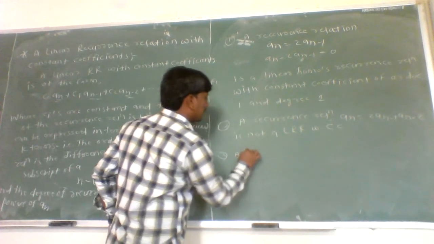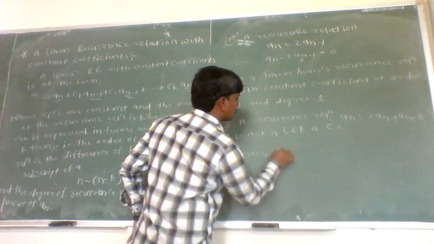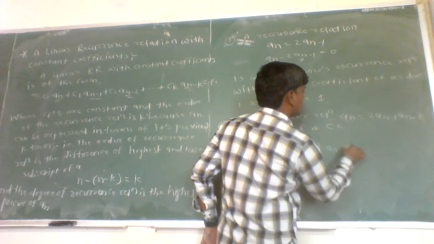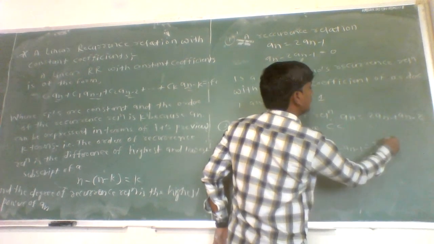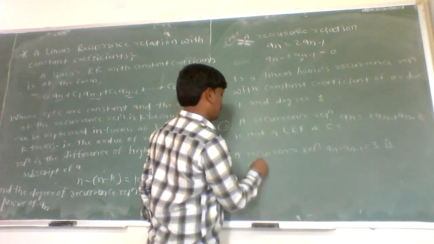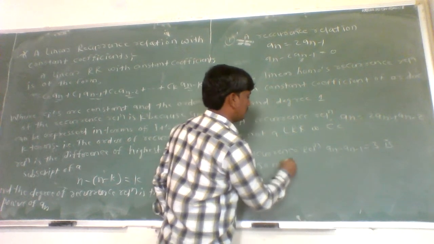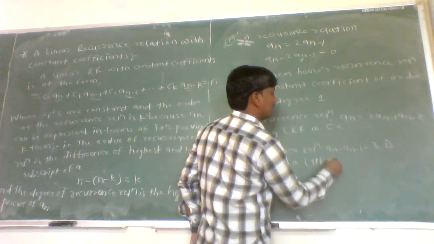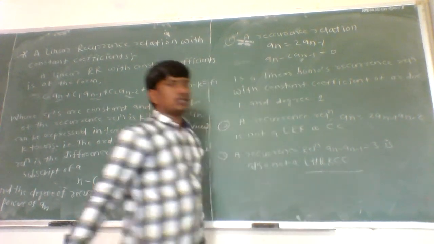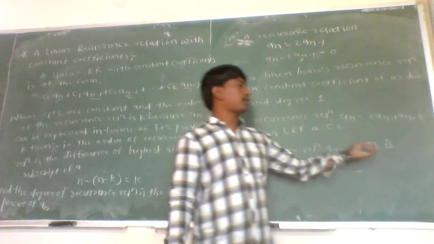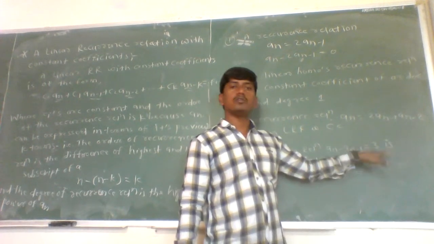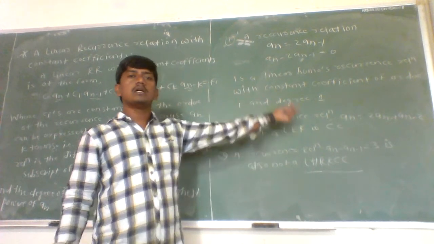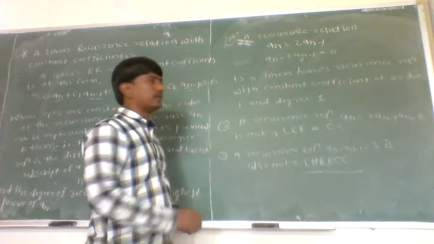Similarly, the third one, a recurrence relation a_n minus a_{n-1} equal to 3 is also not a linear homogeneous recurrence relation with constant coefficient. Since here f(n) is not equal to 0, as 3 is not equal to 0, therefore it is called non-homogeneous. Therefore, the given recurrence relation is a non-homogeneous recurrence relation with constant coefficient.